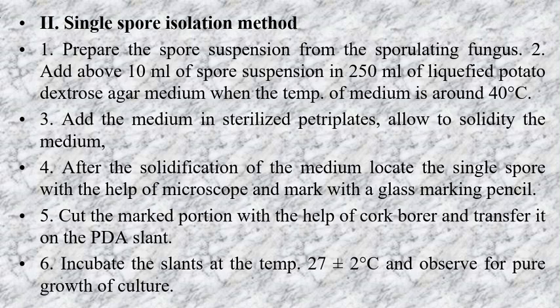Pour the medium in a sterile petri plate and allow it to solidify. After the solidification of the medium, locate the single spore with the help of a microscope and mark with the glass marking pencil. Cut the marked portion with the help of a cork borer and transfer it on the PDA slant. Incubate the slant at 27 degrees Celsius for a week to observe the pure growth of culture.